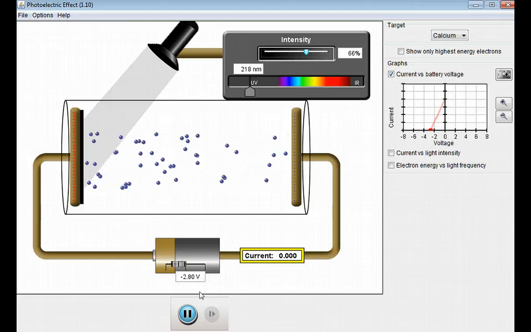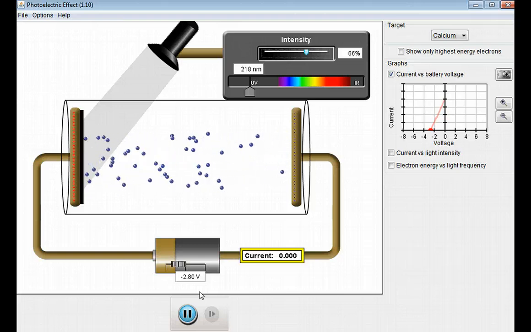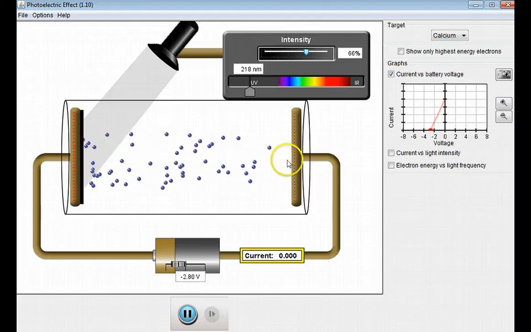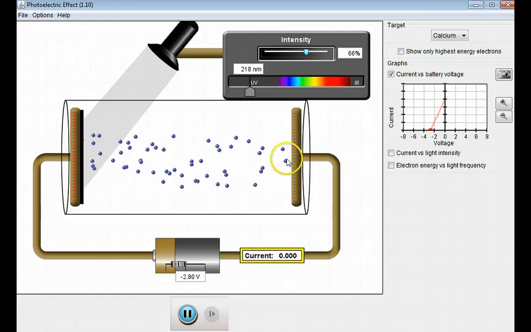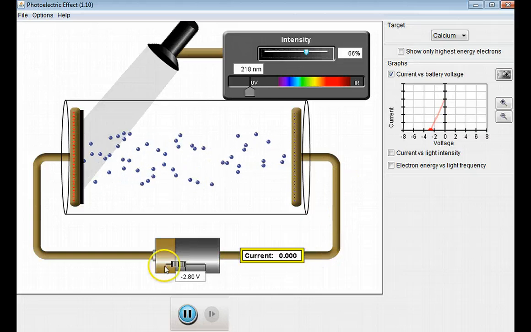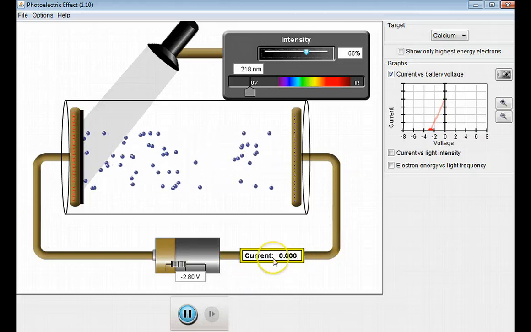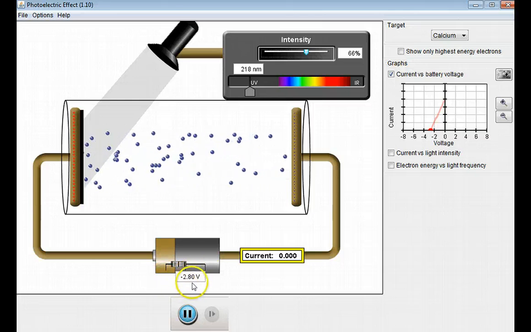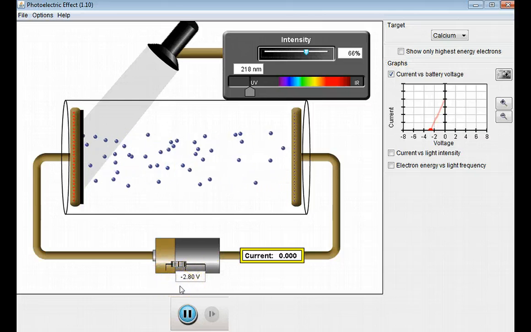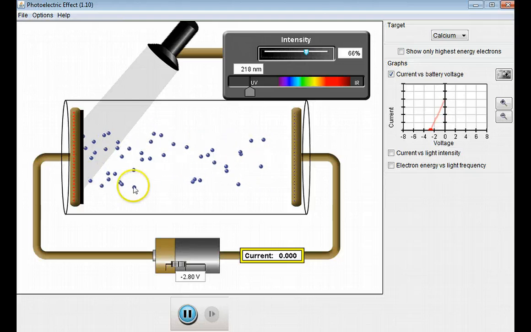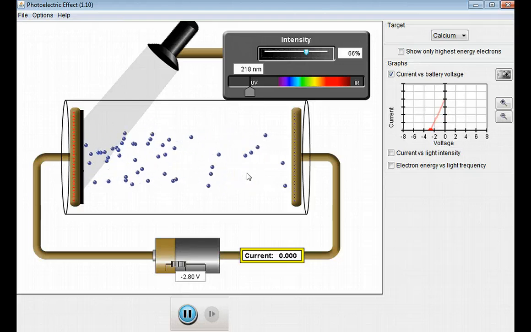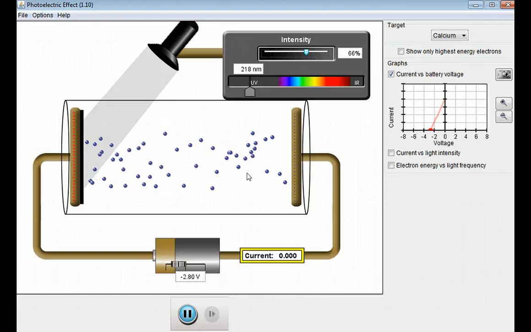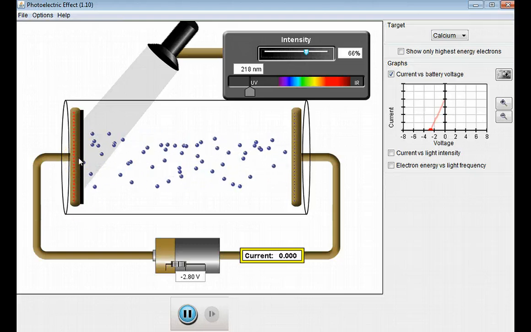All right. What we're essentially doing is we're causing the electron to lose all of its kinetic energy before it reaches this plate, and so it won't actually travel through this circuit anymore, and hence there'll be no current. Now, this potential here, this negative 2.8 volts, can be used to determine the maximum kinetic energy of these fastest photoelectrons as they leave the metal cathode.